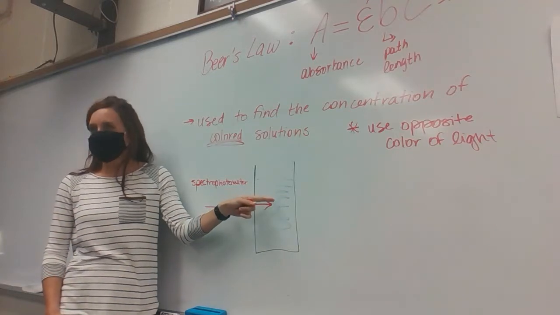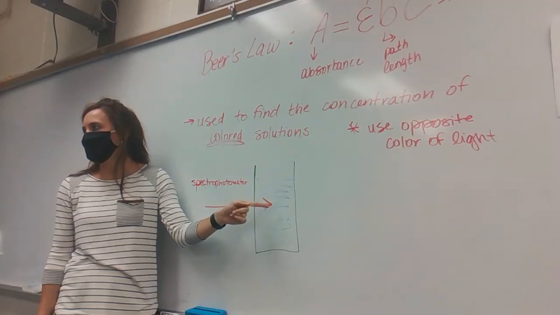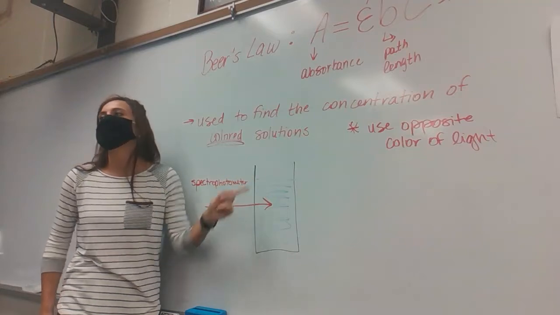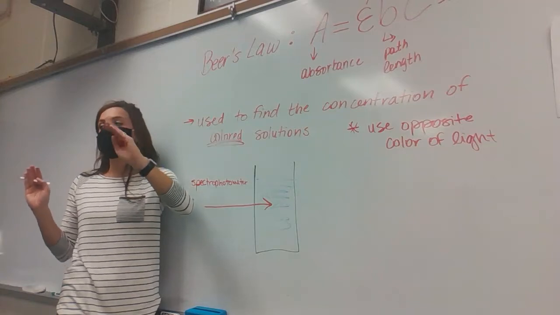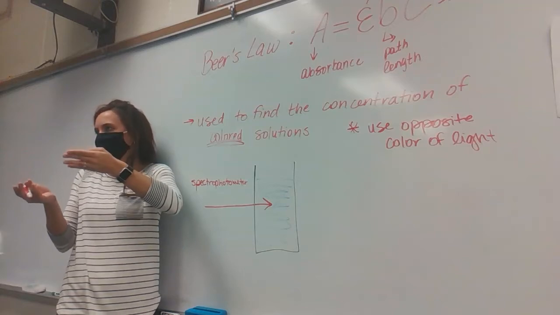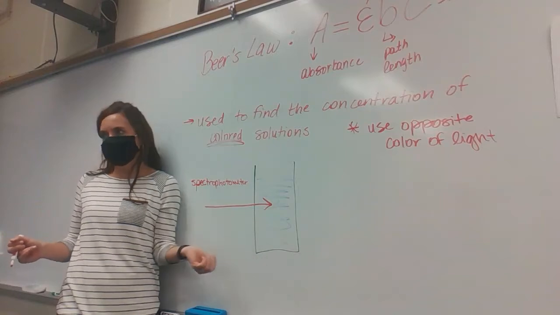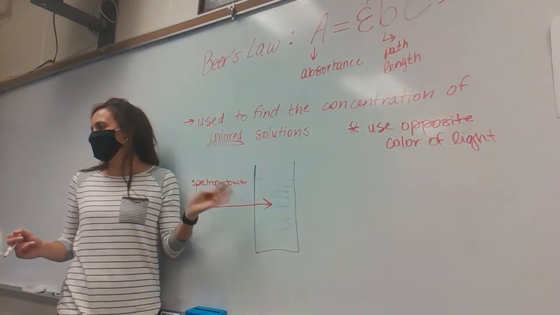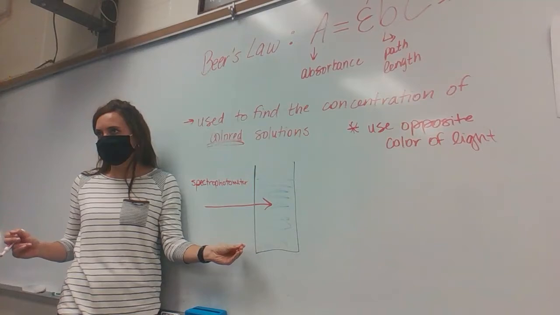The higher the concentration is, the more light will be absorbed. Does that make sense? The lighter your sample is, more light will be transmitted. It will go through. Transmittance and absorbance are supplements. They add up to be 100. So if the transmittance is 50%, the absorbance is 50%. If the transmittance is 90%, the absorbance is 10%. It's how much light goes through and how much light gets absorbed.